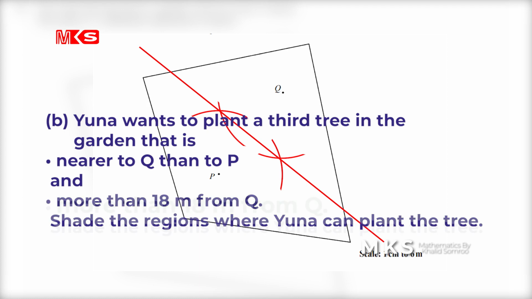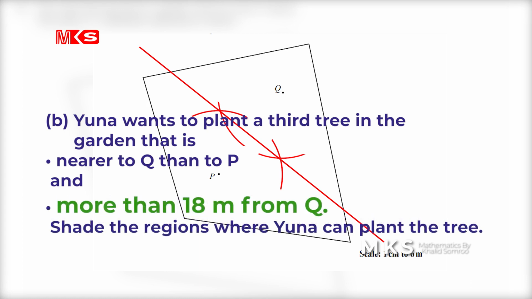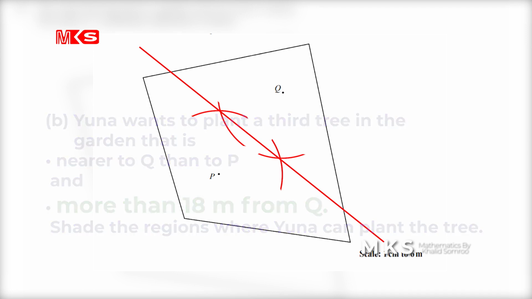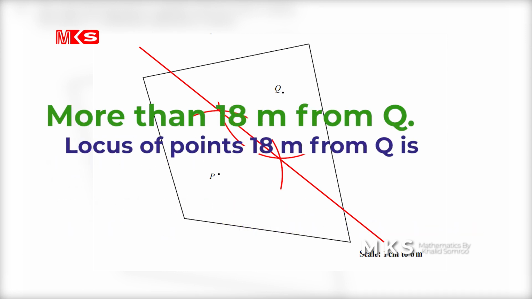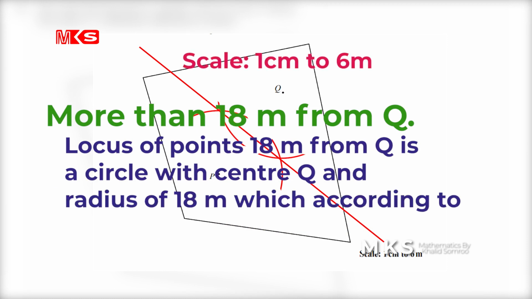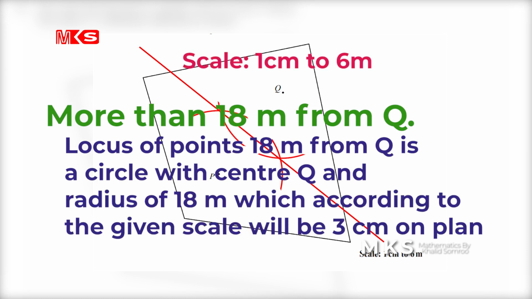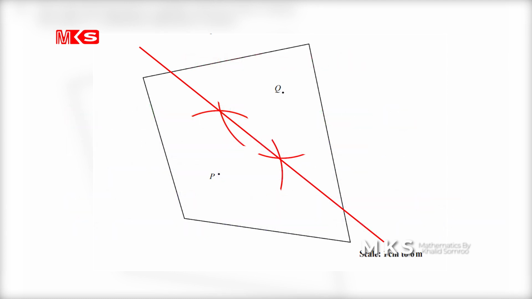More than 18 meters from Q means the type of locus which is at a given distance from a fixed point. Since it should be more than 18 meters, 18 meters in actual is 3 centimeters on the paper. The scale is given: 1 centimeter is equal to 6 meters. Q would be the center and we will draw a circle of radius 3 centimeters.